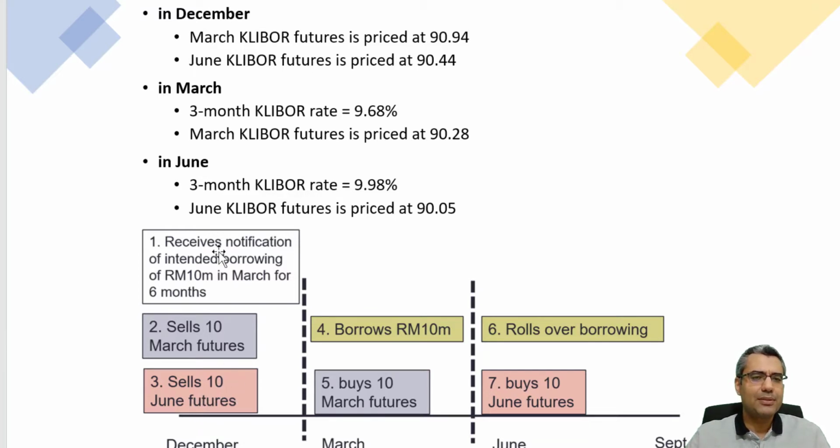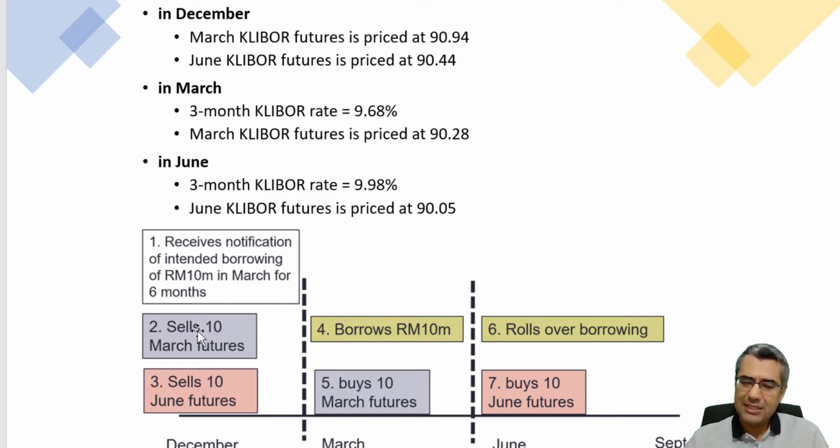So again, what happens? Often I receive the notification that I need to borrow 3 months later for a period of 6 months. I need to lock in the interest rate for these 6 months starting from March. But the KLIBOR futures can only cover 3 months, because the life of this contract is 3 months. So I need 2 contracts. The first one will lock in the interest rate from March till June. The second one will lock in the interest rate from June till September.